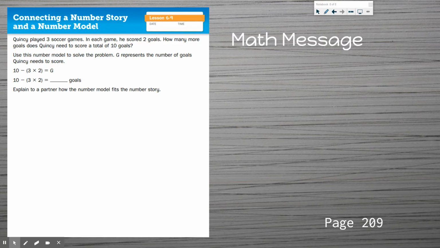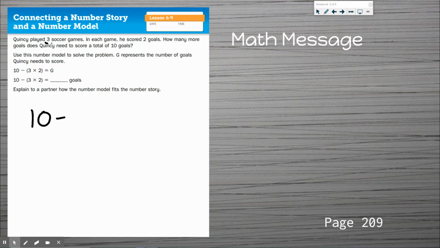So when I look at this, here's what I'm thinking. He needs to score 10 points. We know that's what he wants to get, a total of 10 points. So we need to know how many points he's already scored. And we know that he's already scored in 3 games. In each game, he scored 2 goals. So in order to find out how much he's already scored, we're going to have to do 3 times 2 first. So this is going to tell me how many he's already scored.